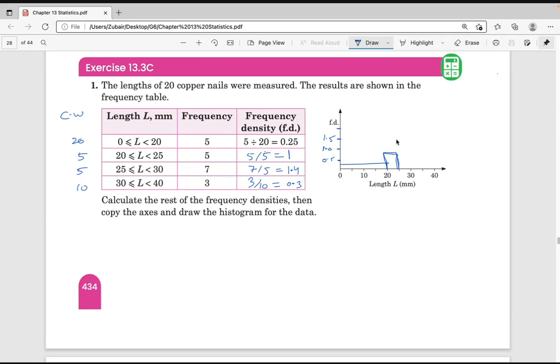From 25 to 30, we have 1.4. So just below 1.5, 25 to 30. And last 30 to 40 is 0.3. So a bit higher than 0.25, but lesser than 0.5. So this is our histogram for the given data.